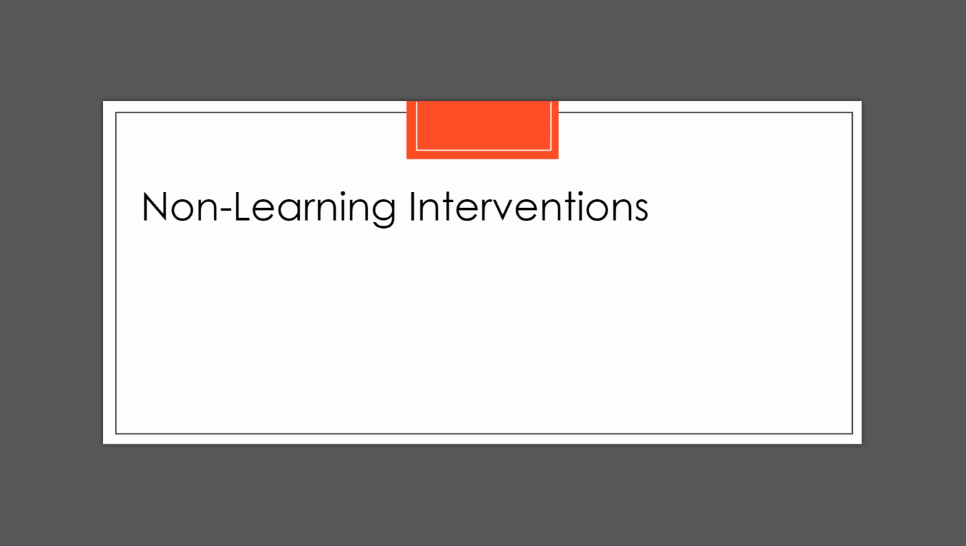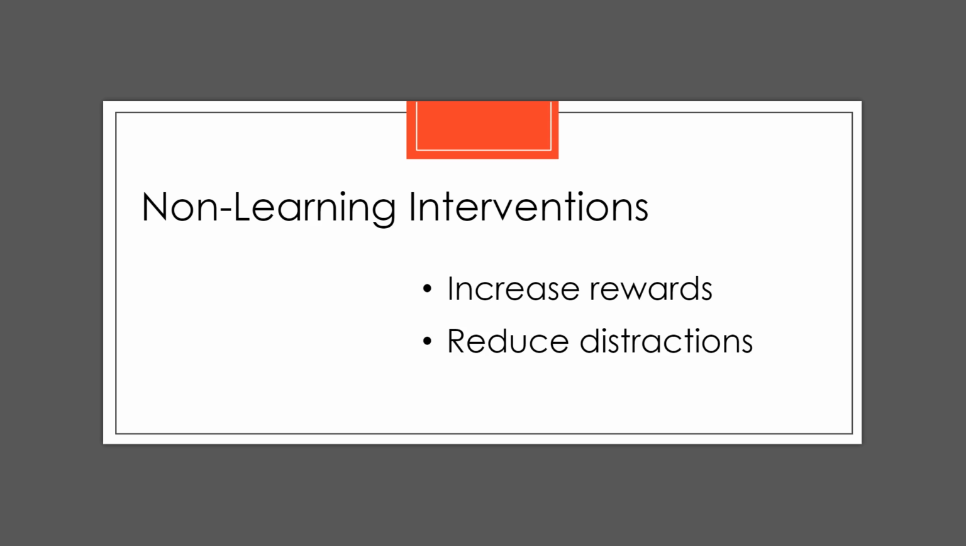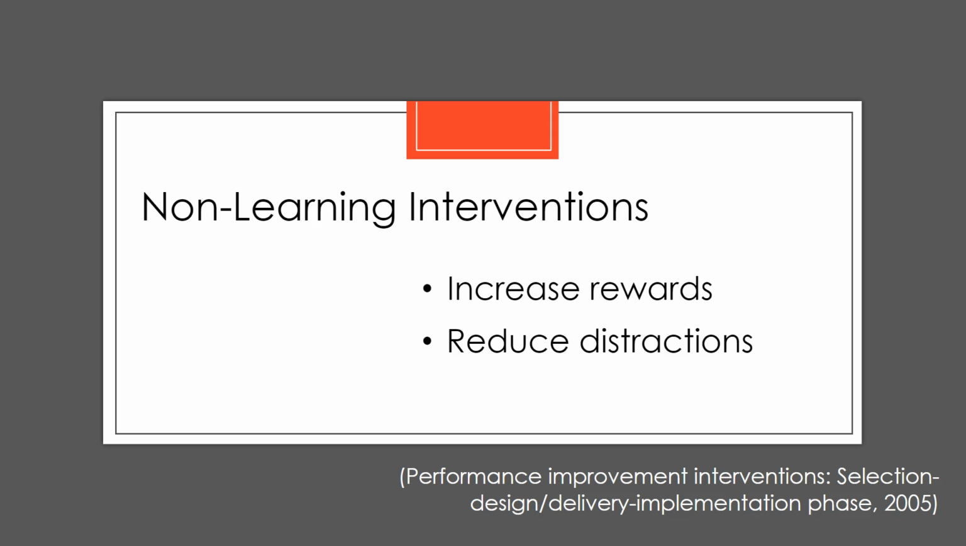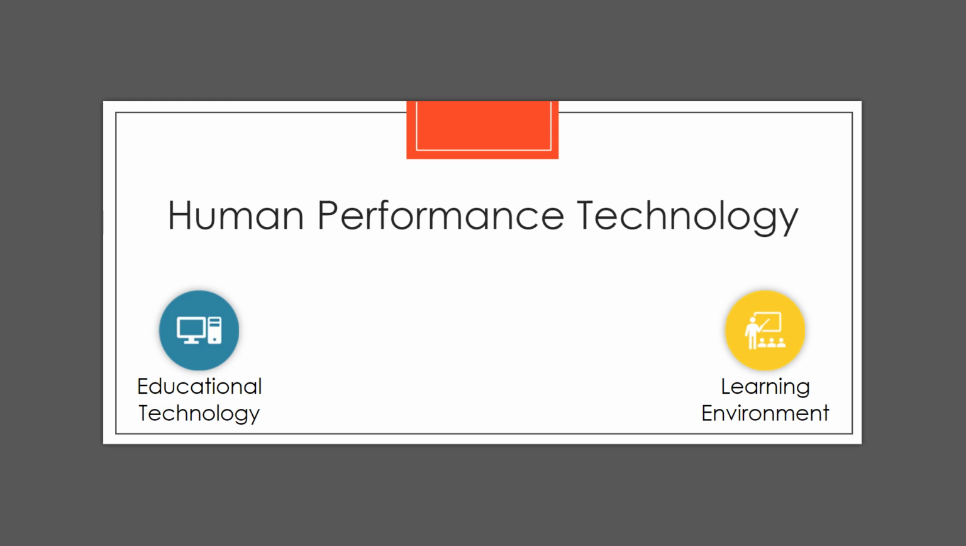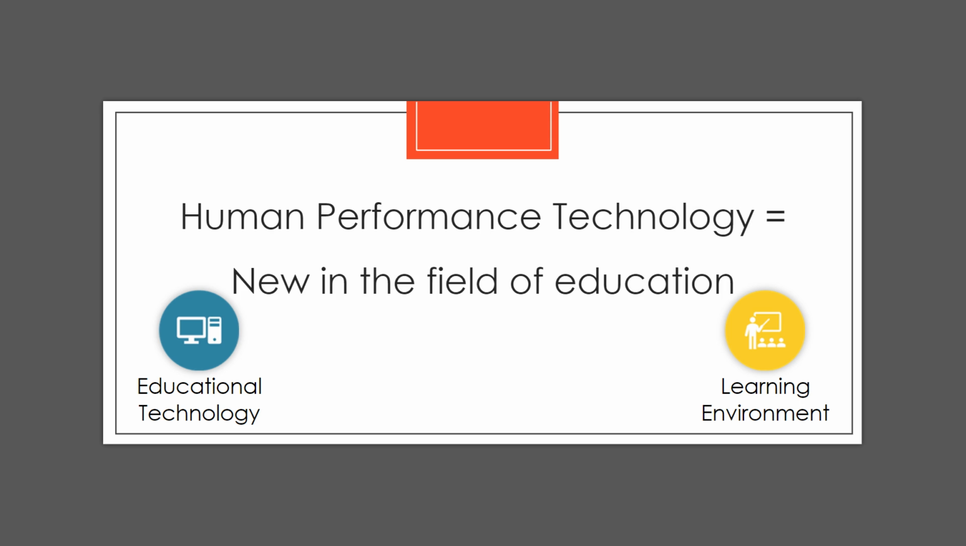Examples of non-learning interventions within the traditional classroom include increasing or introducing a reward, such as free time, or removing distracting sounds, sights, or smells from the learning environment. Human performance technology is an effective method of analyzing educational technology in the traditional learning environment. However, despite the success of human performance technology in other fields, the practice of human performance technology is relatively new to the field of education.